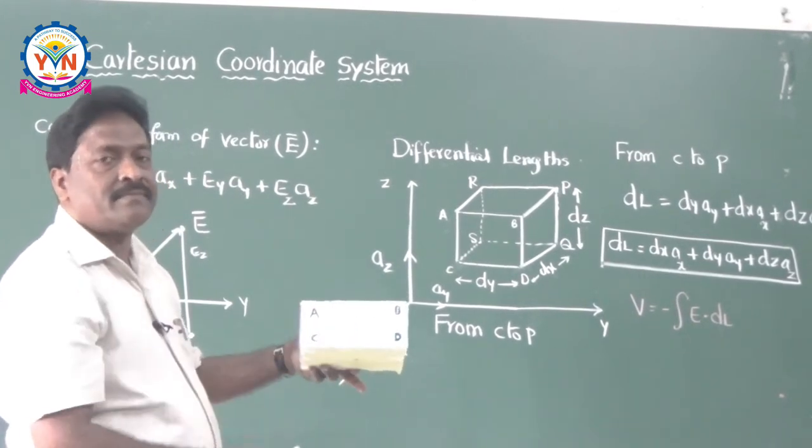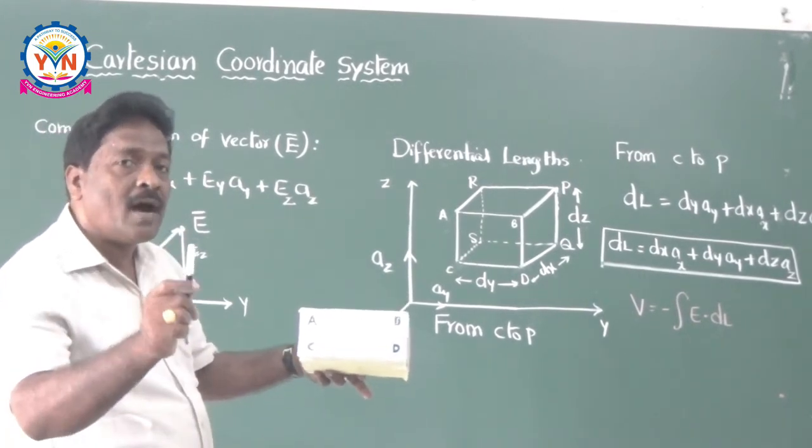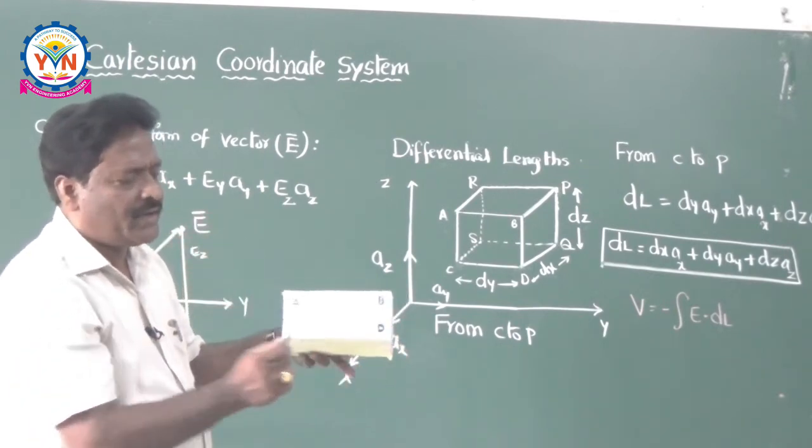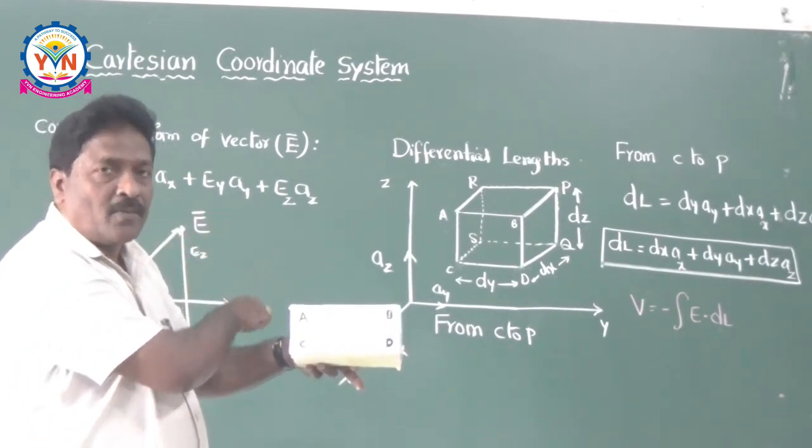X direction. Suppose if I want the opposite surface, same thing, dy into dz minus, because it is opposite.